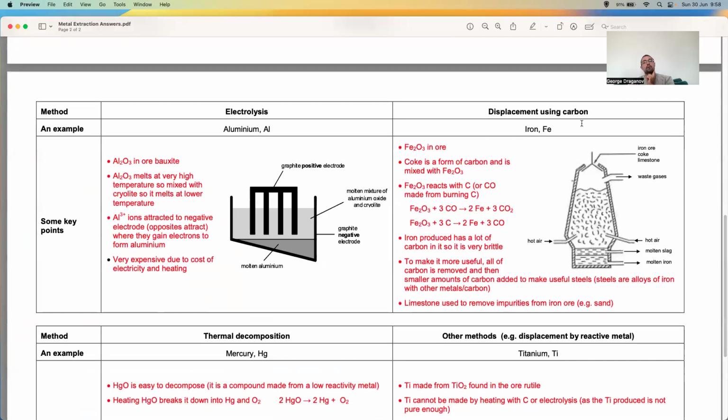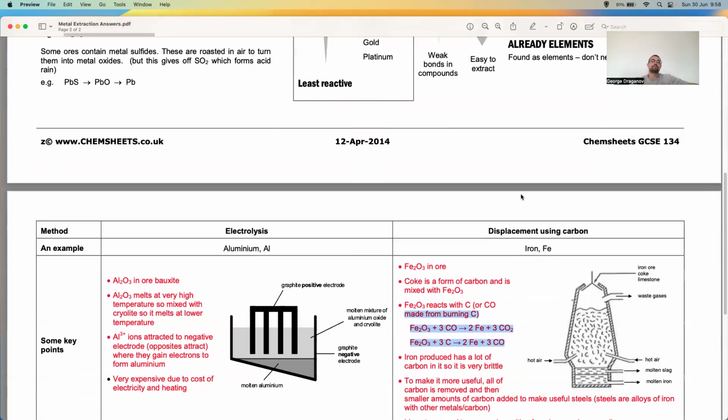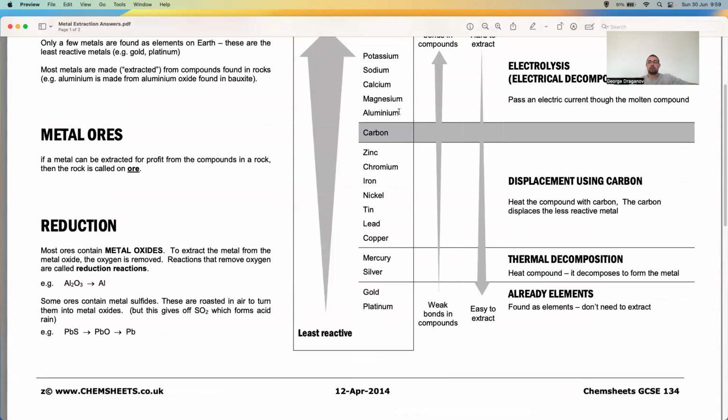This is no longer on the syllabus. It's not on AQA or Edexcel, but it can be applied knowledge just to show you. If you take the metal oxide plus carbon, then it should form either carbon dioxide or carbon monoxide plus iron. And that's the basis of that displacement reaction. Now, this, as I said, is not in the syllabus, so you do not need to worry about it. This is just another perspective that you can look at.